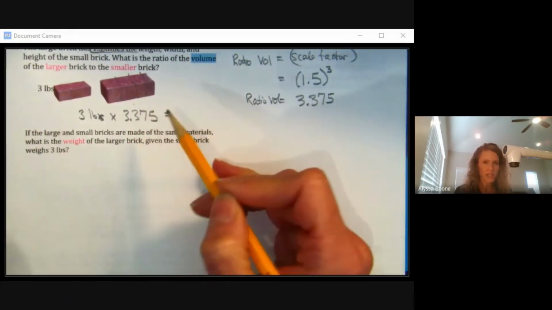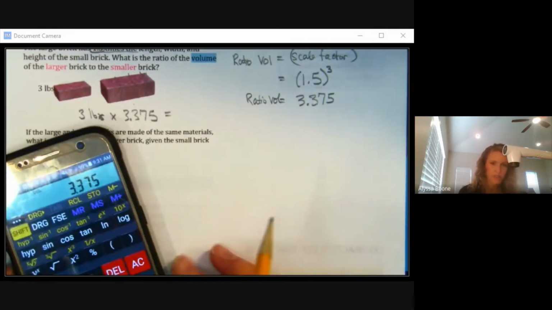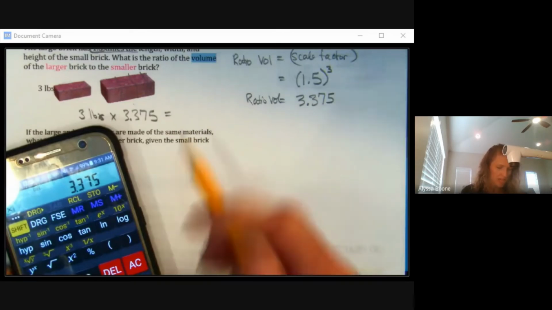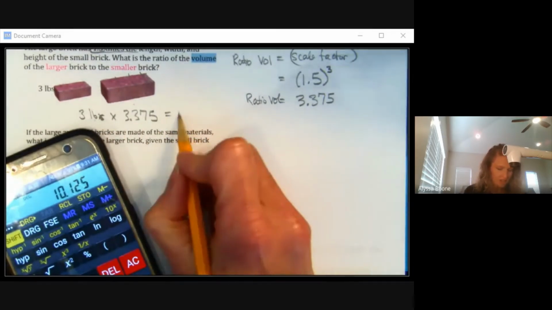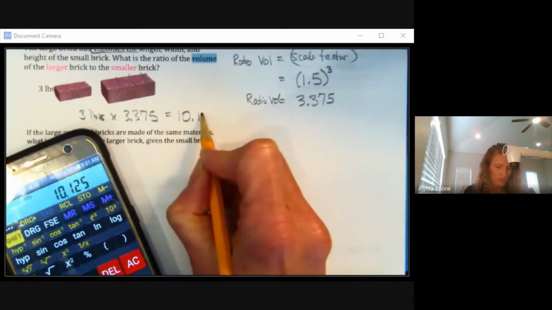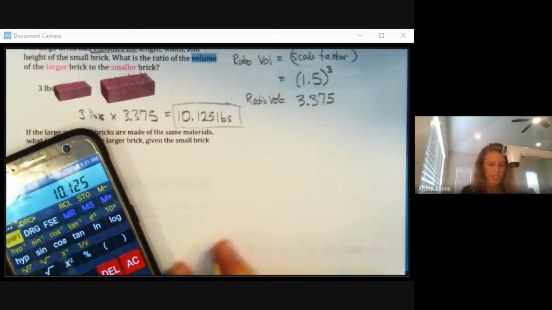So let's keep our calculator handy before it times out. It did. 3.375, we're going to multiply that by the pounds, 3. And then that says our large brick should be 10.125 pounds in weight. So you can picture the application there.